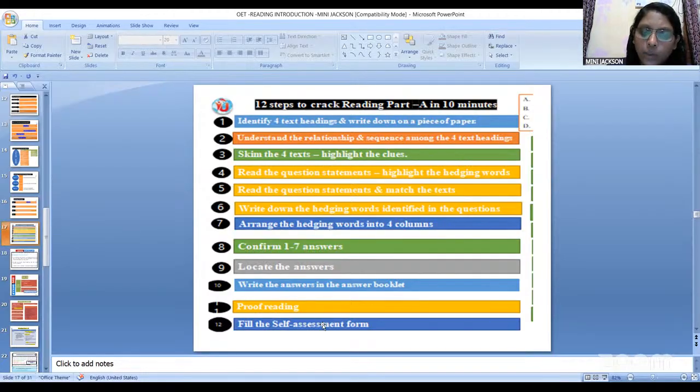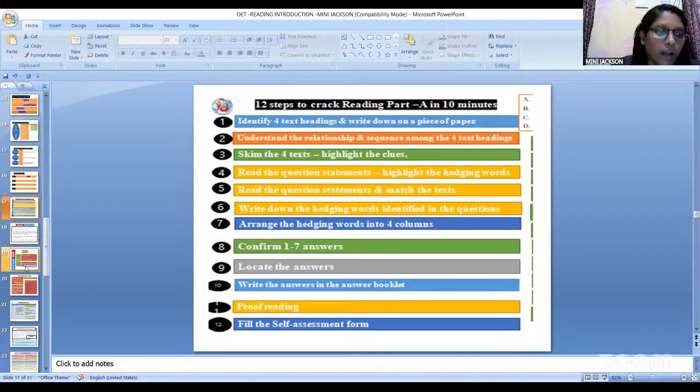Maybe in the initial stage, we couldn't complete it within the time limit, or maybe we won't get the desired score. But no need to worry about that. If consistent practice and patience are there, definitely you can achieve your score. And the self-assessment form you have to fill in, because only then can you know your level, where you are. I hope till here it's clear.